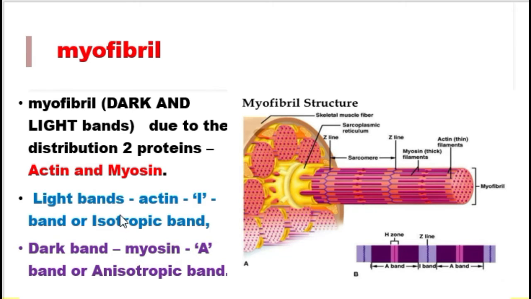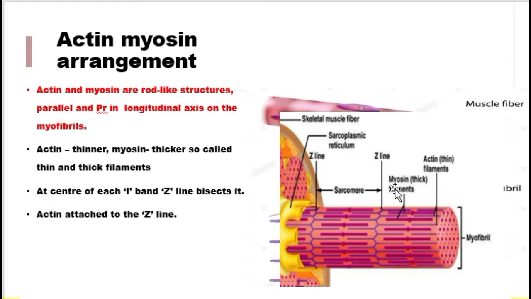First let us see about the light band. Light band consists of a protein called actin, and dark band consists of a protein called myosin. The light band can be called isotropic band and the dark band can be called anisotropic band. You can see in this diagram the middle region, pink region, looks dark. So this is the A band, and the orange colored region that looks somewhat light, we call it I band.